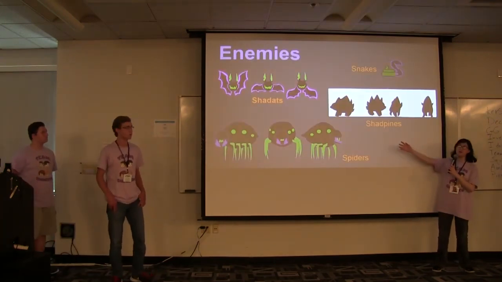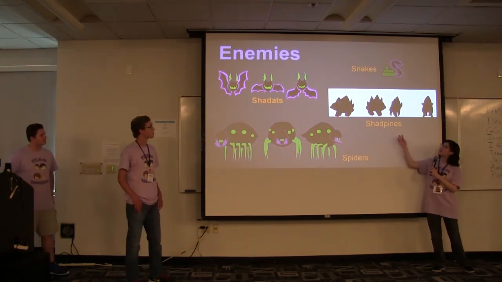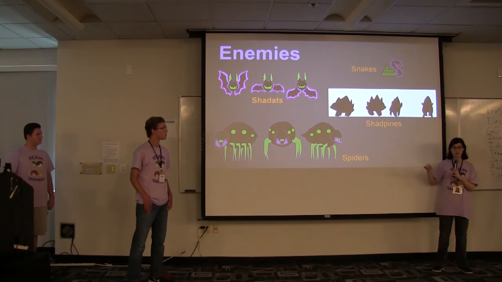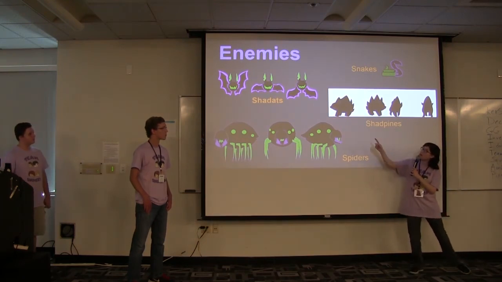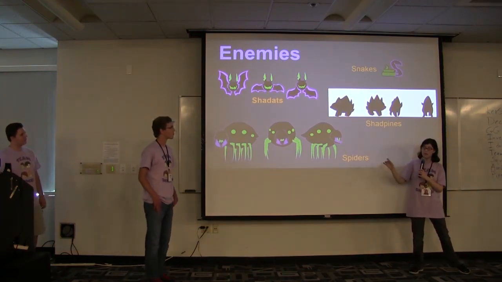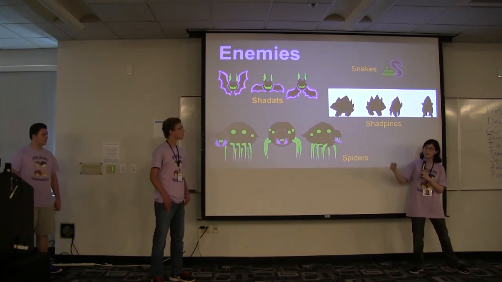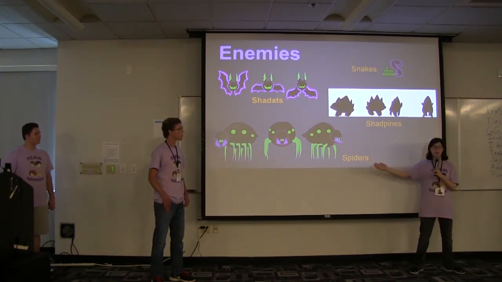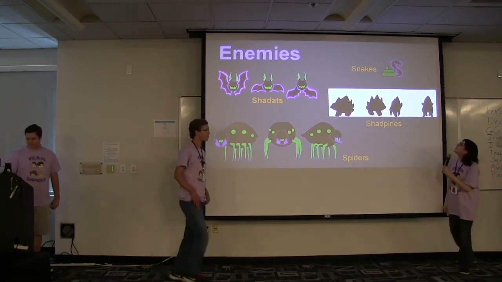And here are the enemies that you saw in the demo. Here are the Shadpines, which, as Jonah said, only walk back and forth. There are the Shadbats, which only fly right, left, up, down, mostly in a circle. And here are the scary spiders that are supposed to be very terrifying and make you want to run away. And there's the snake.